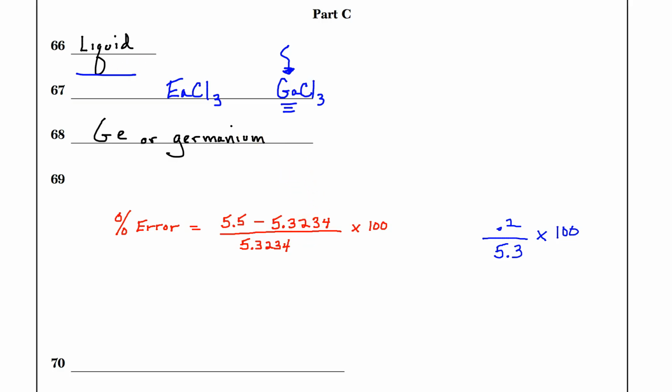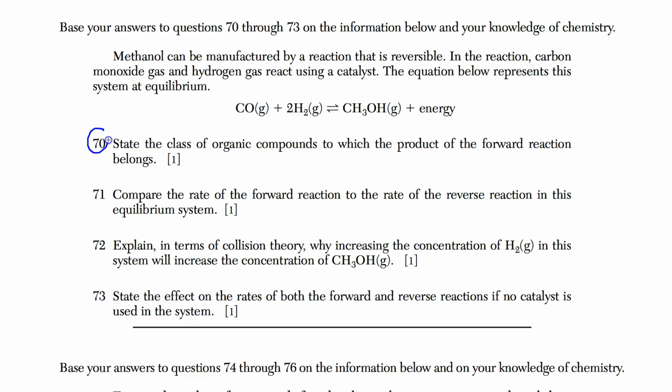On to number 70. There's of course a blurb that is written for you. But oftentimes, as I said before, people get intimidated by the blurb. So let's go right to the question and see if we even need that information. State the class of organic compounds to which the product of the forward reaction belongs. So the forward reaction is this way, and they're saying that because it's an equilibrium. It has an ability to go in the reverse.